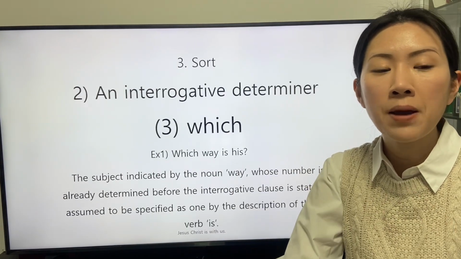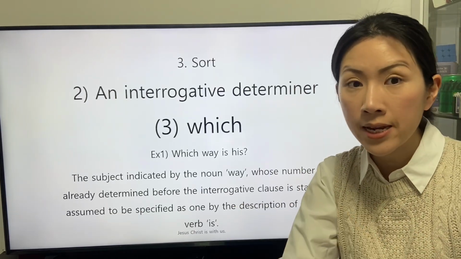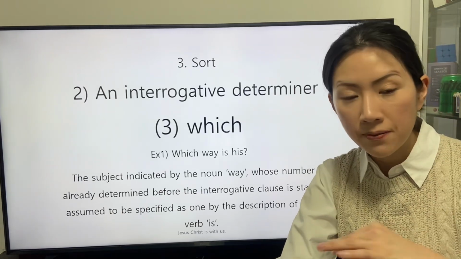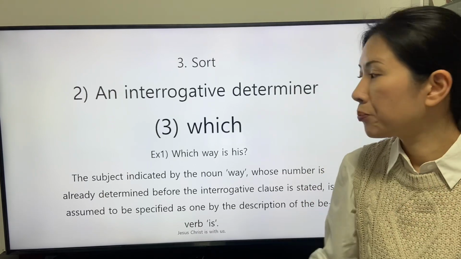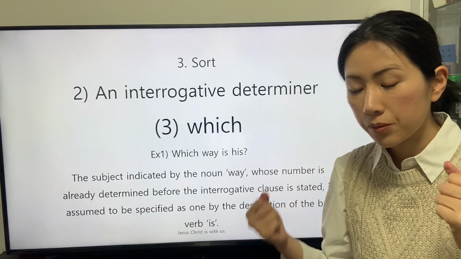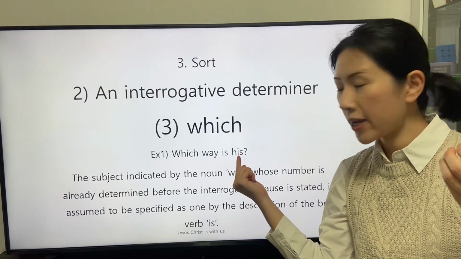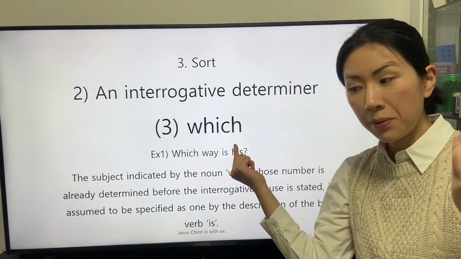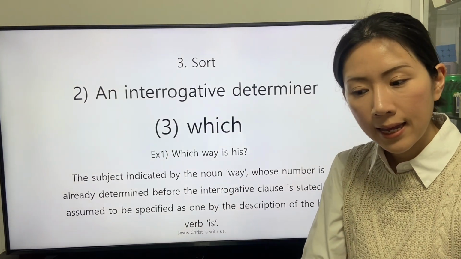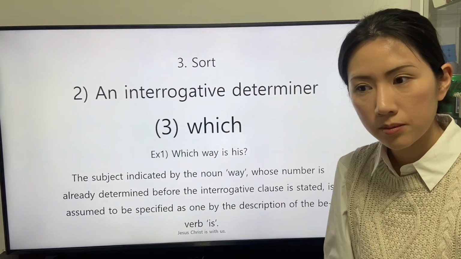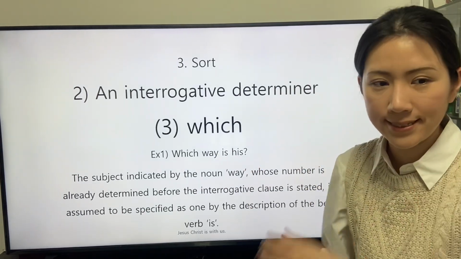The subject indicated by the noun way, whose number is already determined before the interrogative clause is stated, is assumed to be specified as one by the description of the be verb is. The information that the subject indicated by the possessive pronoun defined by the phrase of the noun which way is singular is revealed. The form of the be verb is.